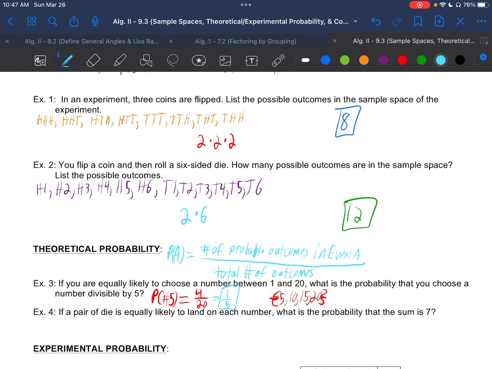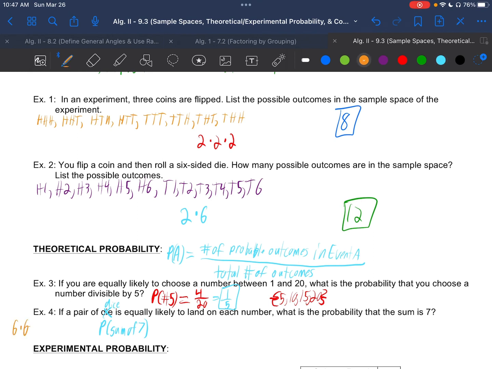Example 4: if a pair of dice, that should be dice because die is singular, is equally likely to land on each number, aka it's no more likely to land on a 2 than a 3, what's the probability that the sum is 7? So, probability of a sum of 7: you have a total of 36 different options for the dice to be rolled.